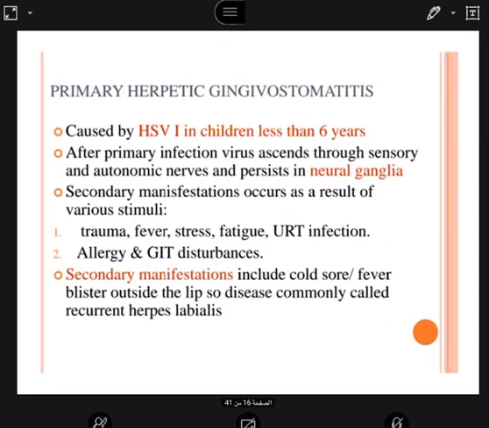An opportunity can be a result of various stimuli which will trigger it again. It will trigger the neural ganglia, and the second time it will come as a secondary infection, or secondary manifestation, of the primary herpetic gingival stomatitis.